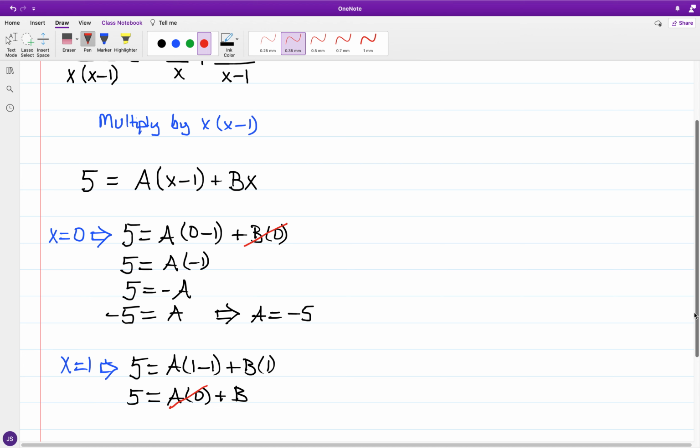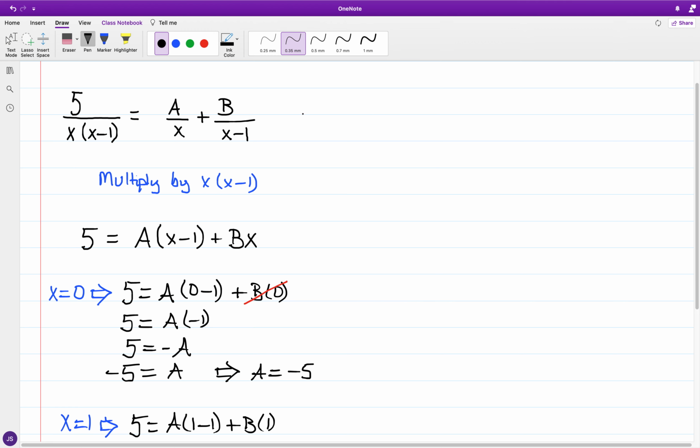Okay, so we have that 5 is equal to B. And so 5 is going to be the value for B, so we can write that B is equal to 5. So with A at negative 5 and B at 5, putting it back, the partial fraction decomposition is going to be negative 5 over x plus 5 over x minus 1.